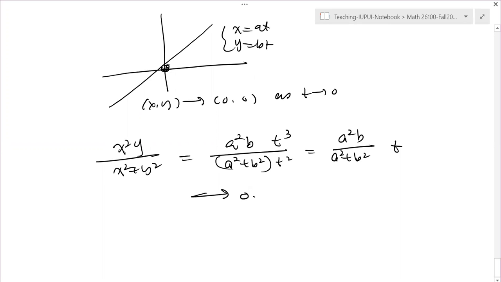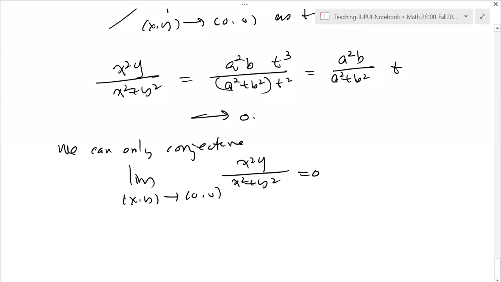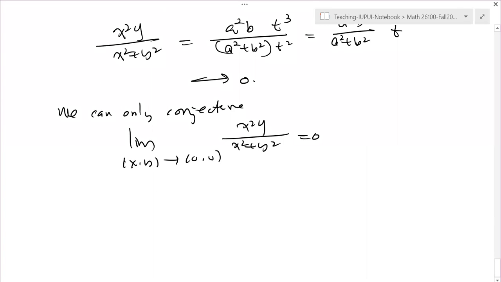So we can only conjecture that the limit as (x, y) approaches 0 is 0, but that's not the original definition. The above argument is almost the proof, but it's not the concrete proof, because in mathematics, when we say (x, y) approaches 0, I do not specify it approaches 0 along the line. It approaches 0 from all directions randomly.